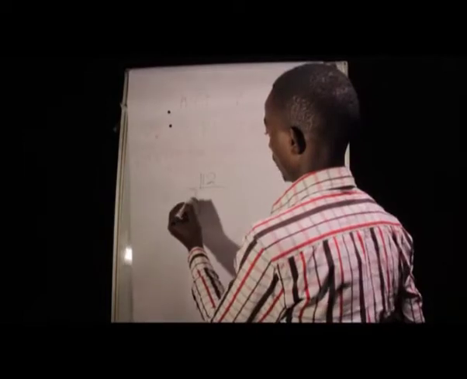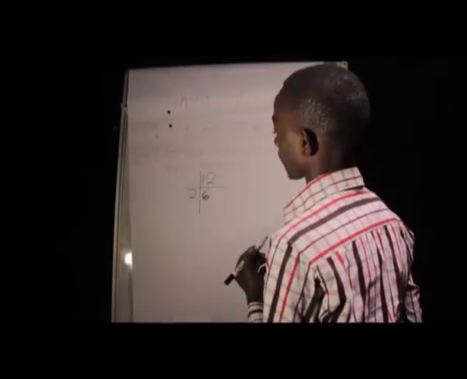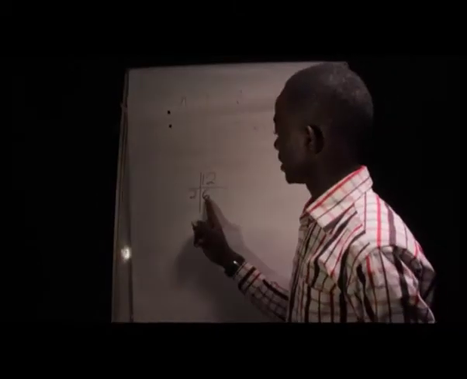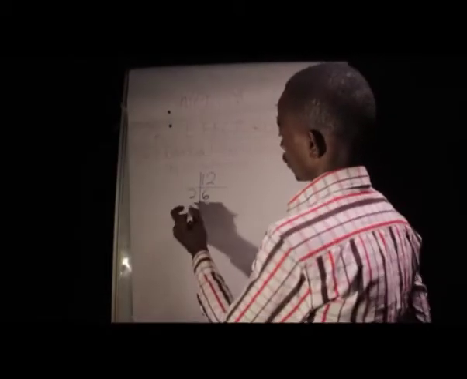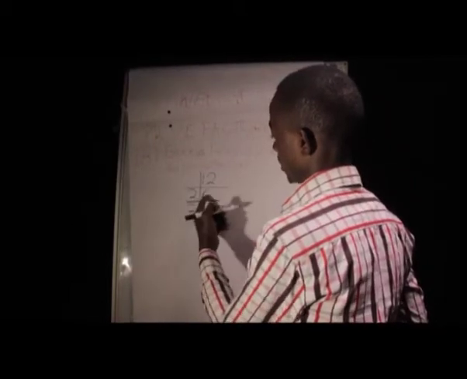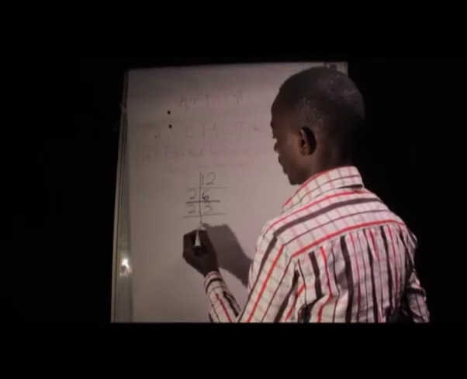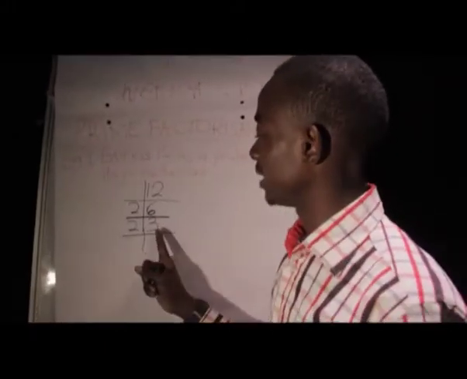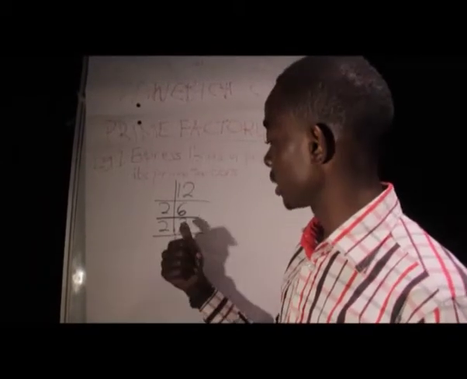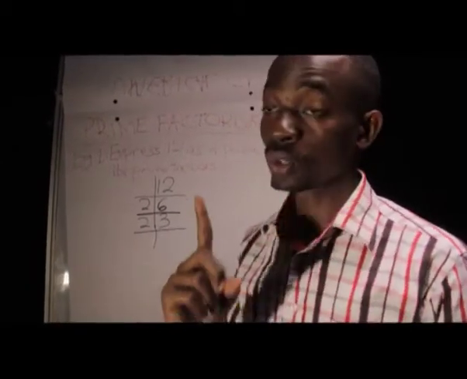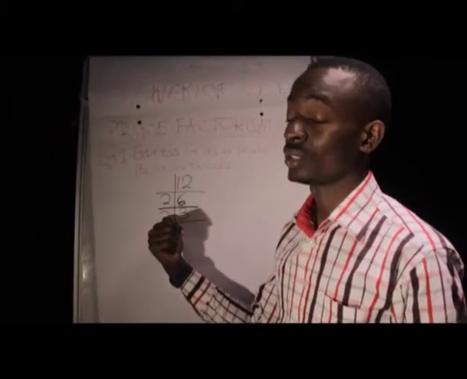So I'm going to have 2. 12 divided by 2 gives me 6. Then now I look at the 6. Is the 6 divisible by 2? The answer is yes. So I again divide 6 by 2, and my answer is going to be 3. I look at 3. Is 3 divisible by 2? The answer is no, because when you get 3 divided by 2, you get 1, remainder 1. Meaning that 3 does not divide 2.